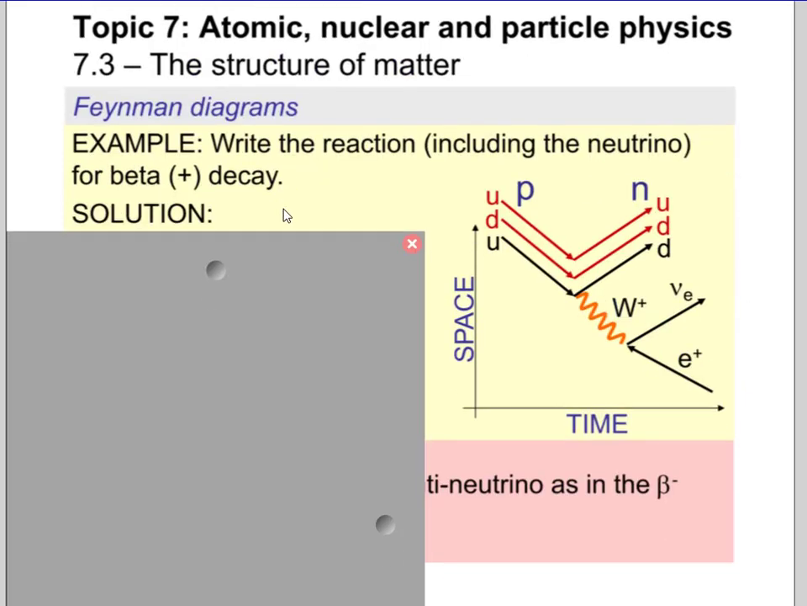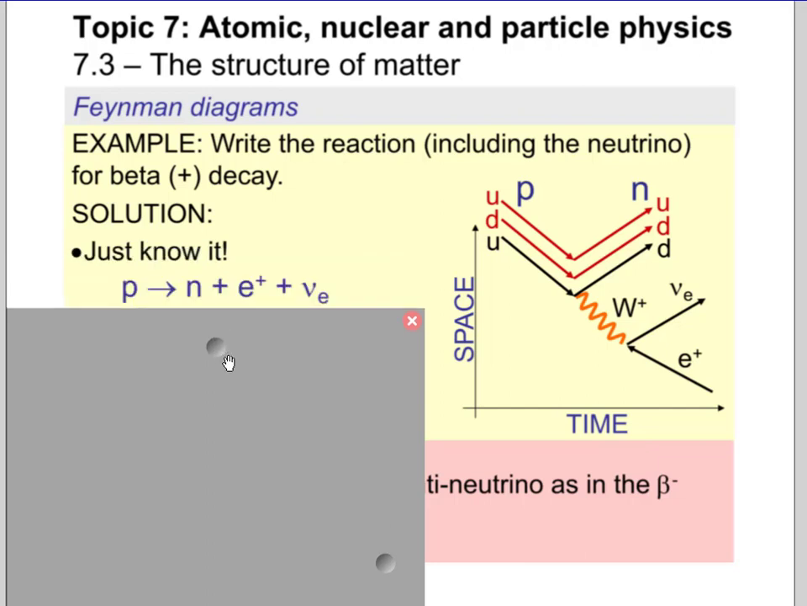Having said that, what's the opposite of a beta negative decay? Well, a beta positive decay. So you have a proton here turning into a neutron. The up stays the same, the down stays the same, and then we have an up turning into a down. And we can use a lot of the same approaches.